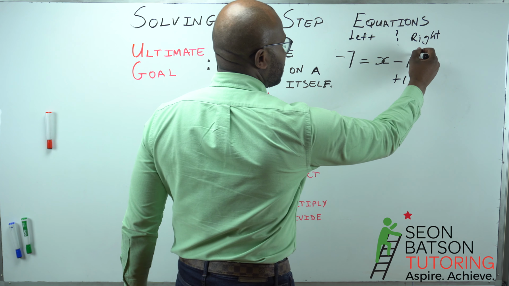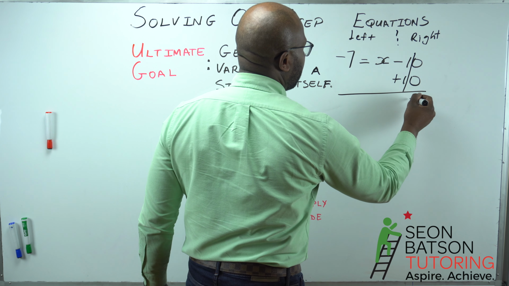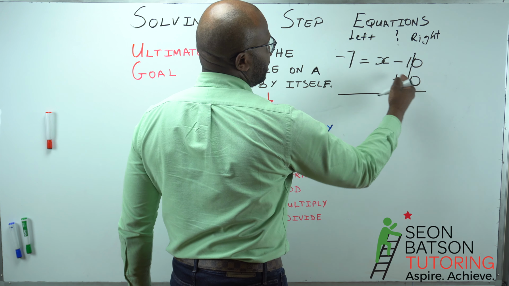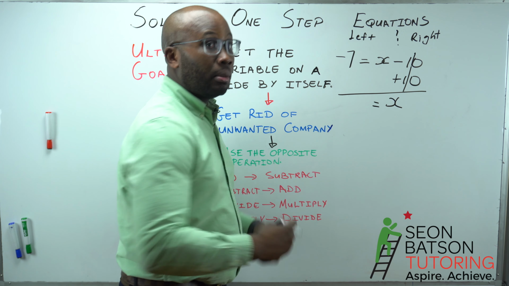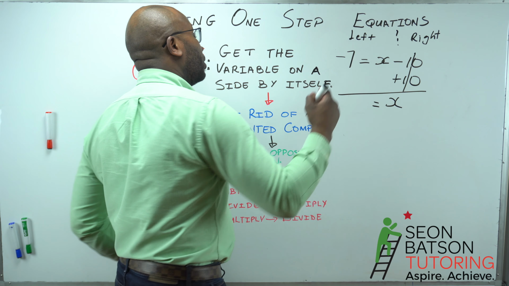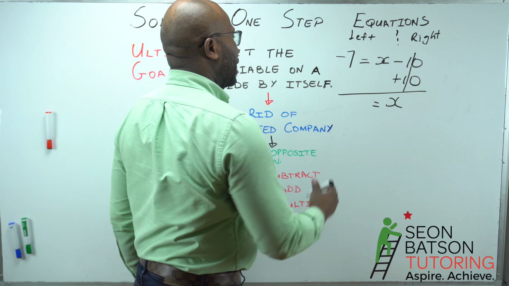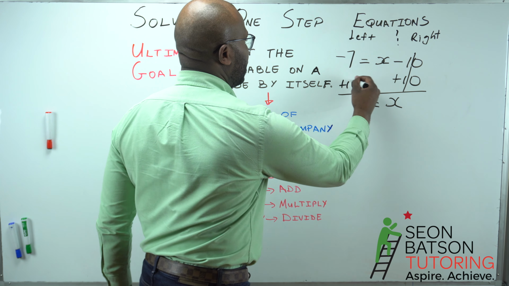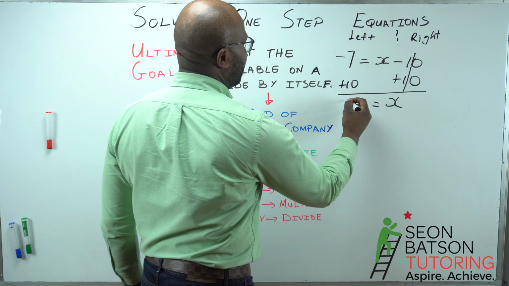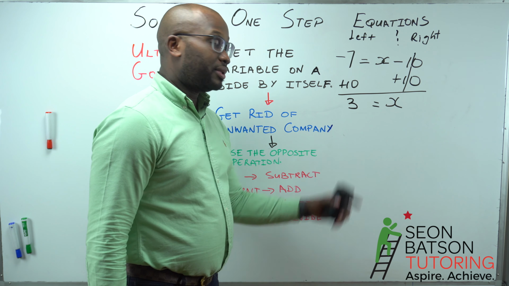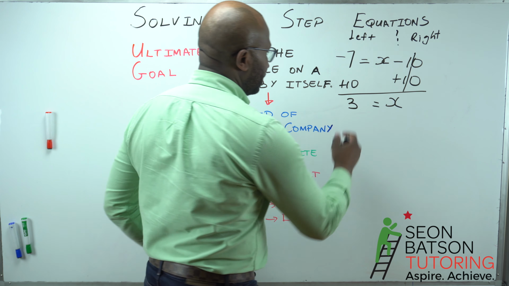And again, if we add 10 here, we will get 0, because -10 plus 10 is 0. So the x is by itself on the right side. But we aren't done, right? Remember, if we add 10 on the right side, we must also add 10 on the left side. And -7 plus 10 will give us +3. So x is equal to 3.